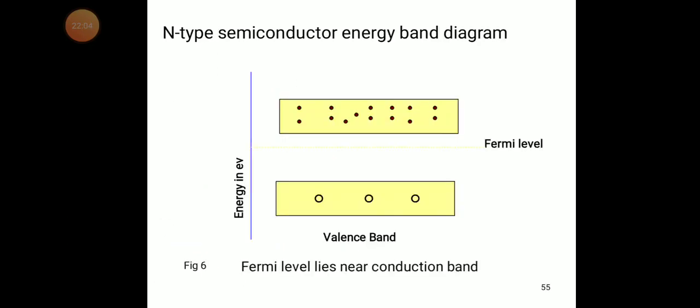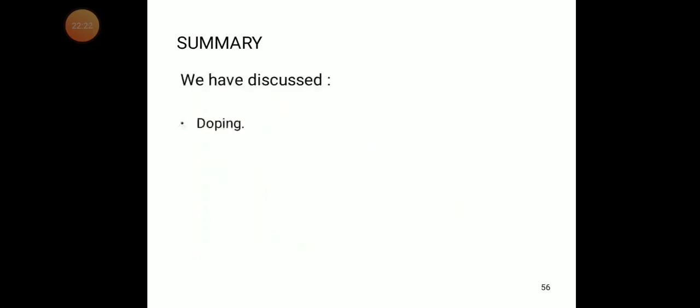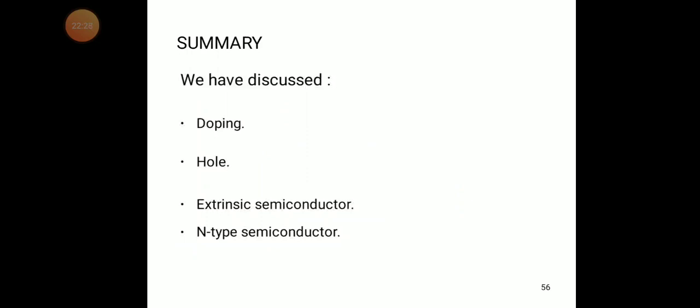Now we try to discuss the energy band diagram of the N-type semiconductor. You can see the valence band and conduction band. In the conduction band, we have more free electrons, so the Fermi level lies near the conduction band. So we discussed doping and the extrinsic semiconductor, the N-type semiconductor.